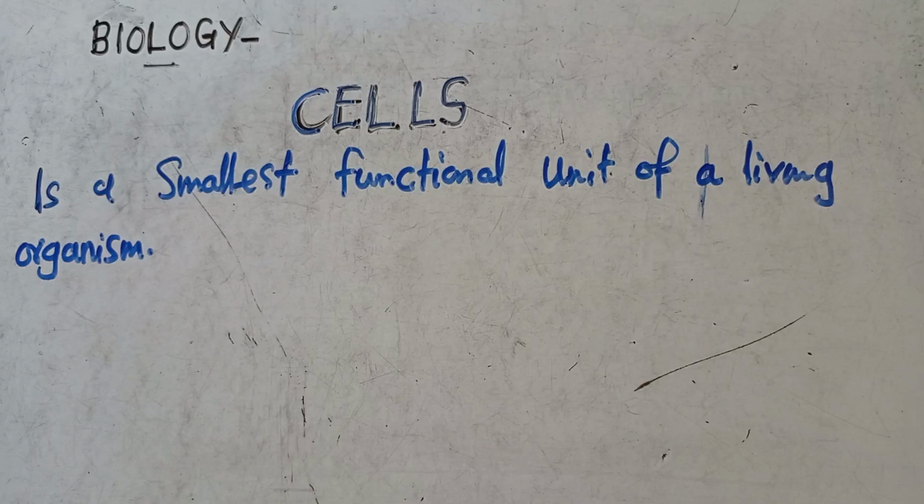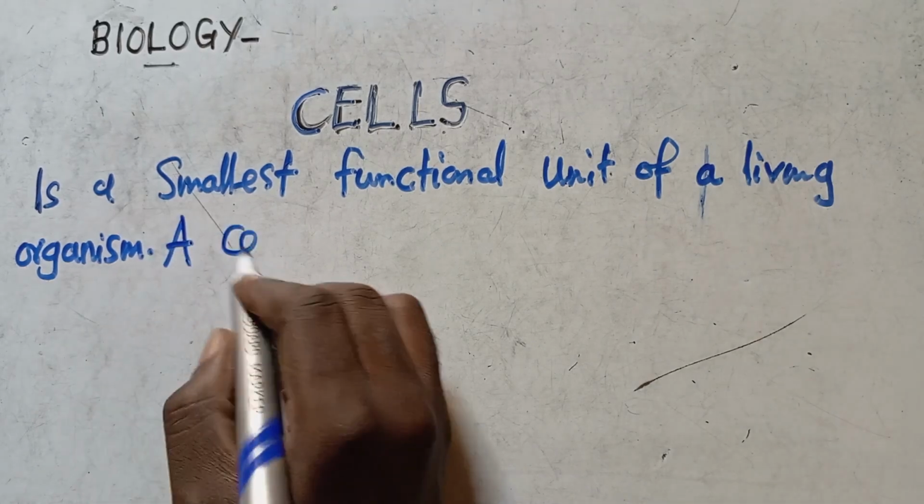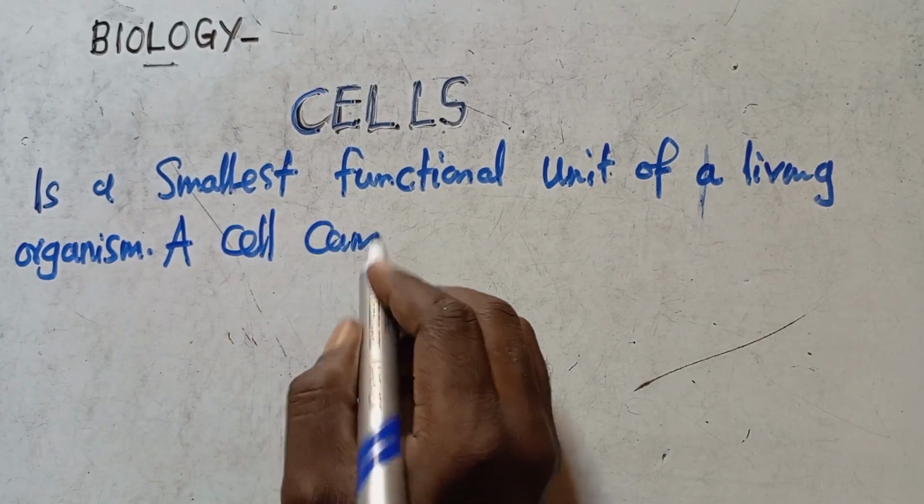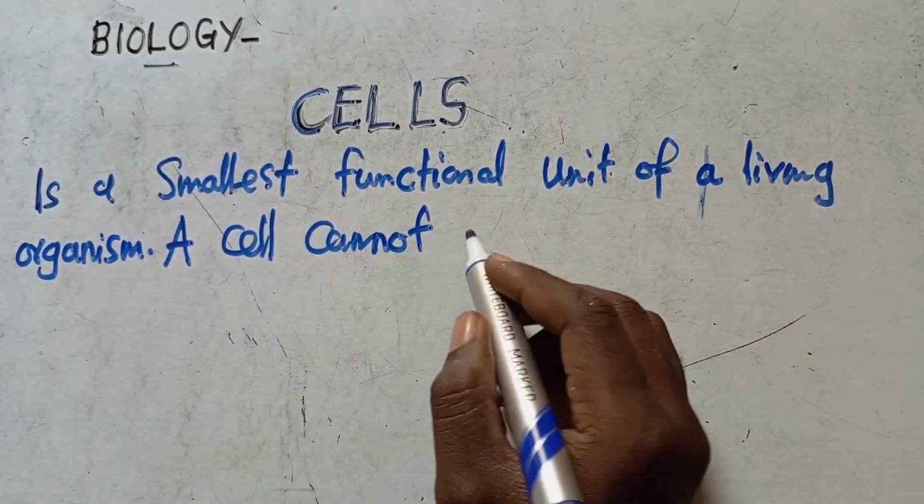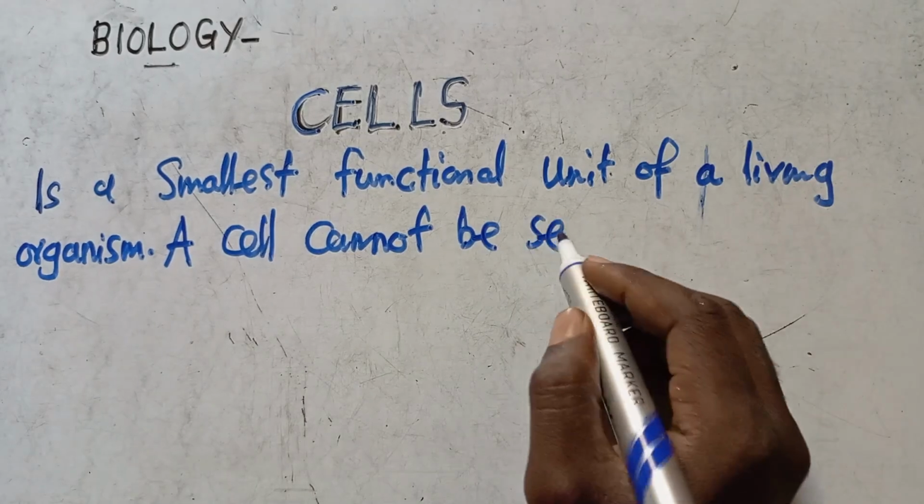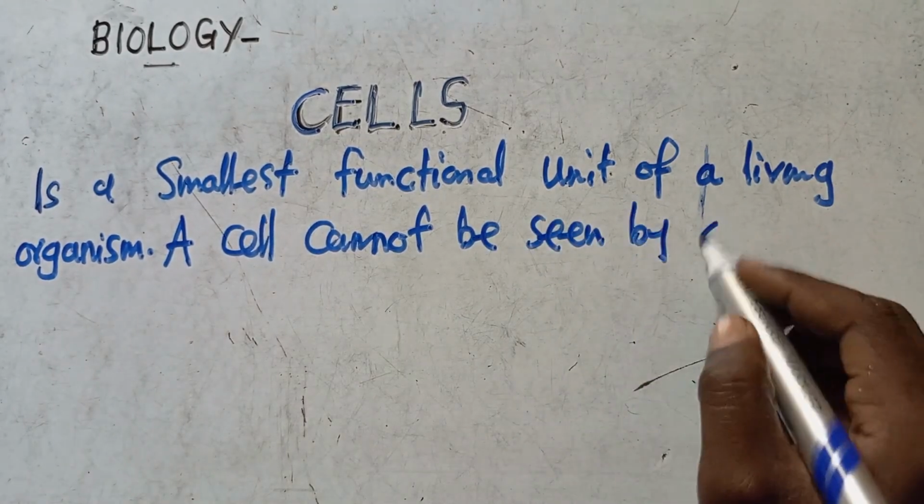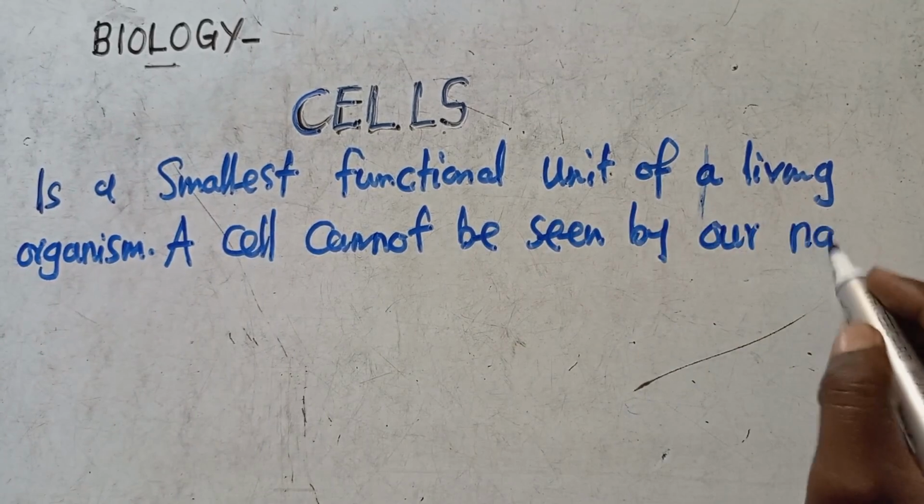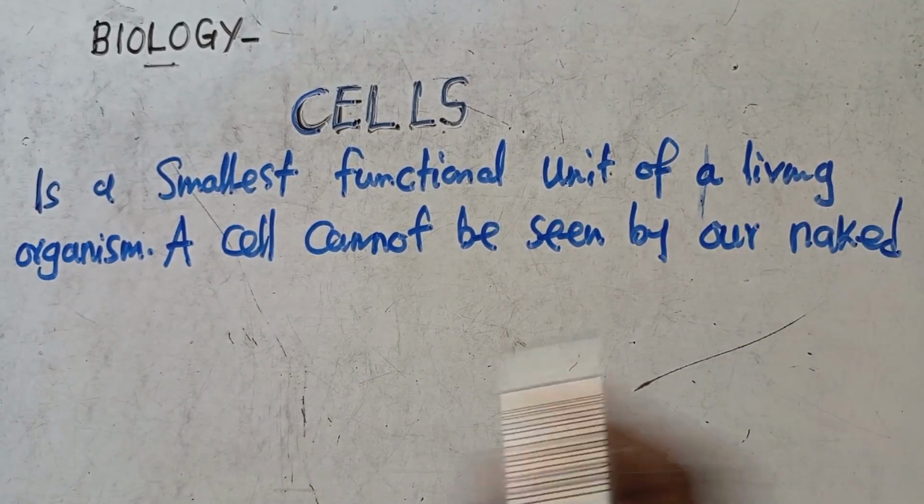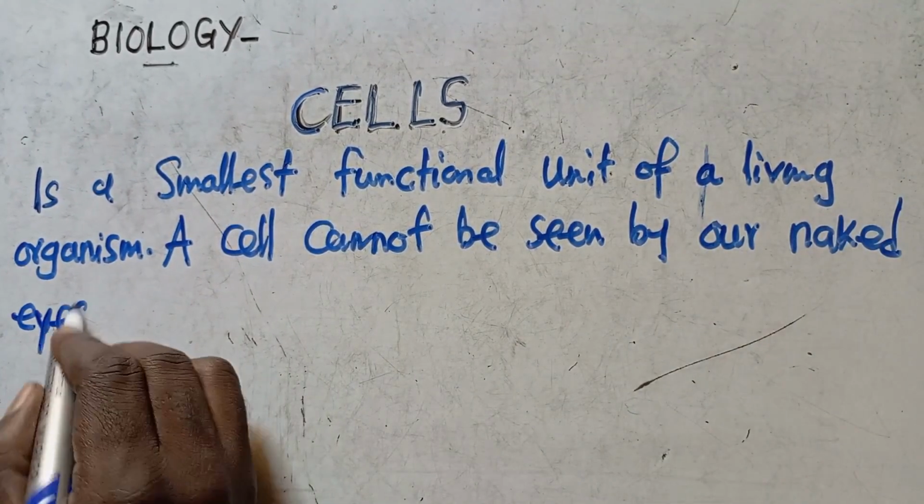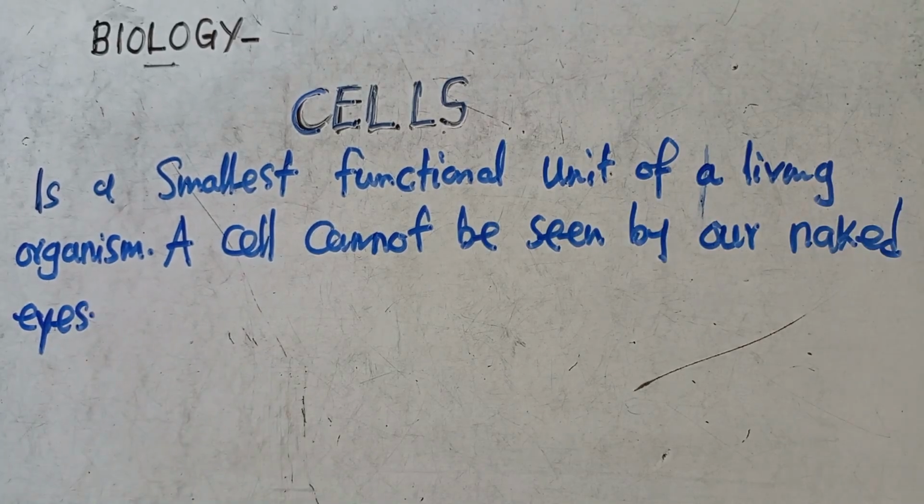So these cells cannot be seen by our naked eyes. We cannot view a cell using our naked eyes. So you discover that a cell cannot be seen. A cell cannot and will never be seen by our naked eyes. There is need for us to use a microscope.